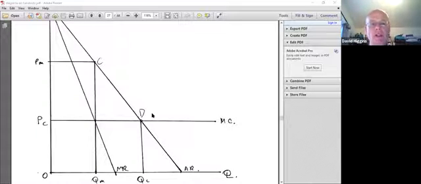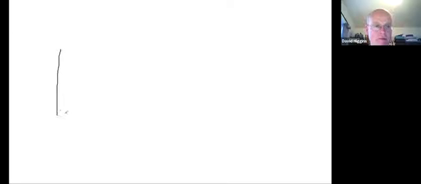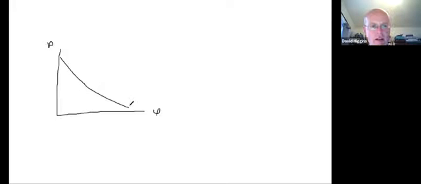So let me show you this using a diagram, and to do this, I'm going to share my screen and go into the whiteboard. So, standard diagram, Q, P, A, R. And MR will be something like this, twice the slope. And we've got marginal cost and average cost.